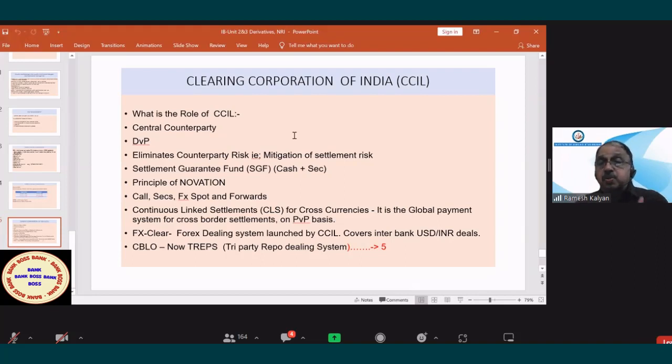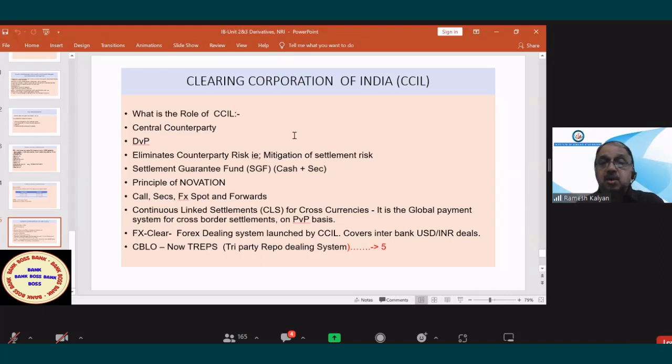Simultaneously, I make the payment. Without the CCIL, I will tell an example so that it will be very clear. Suppose I am a bank and you are a bank. We are doing a deal directly. I will give you the amount, you will give a security. This is a deal, a delivery versus payment. I make the payment, you take care of the delivery of the security. There is a settlement risk: I make the payment, you do not deliver the security, risk. You deliver the security, I do not make the payment, risk.